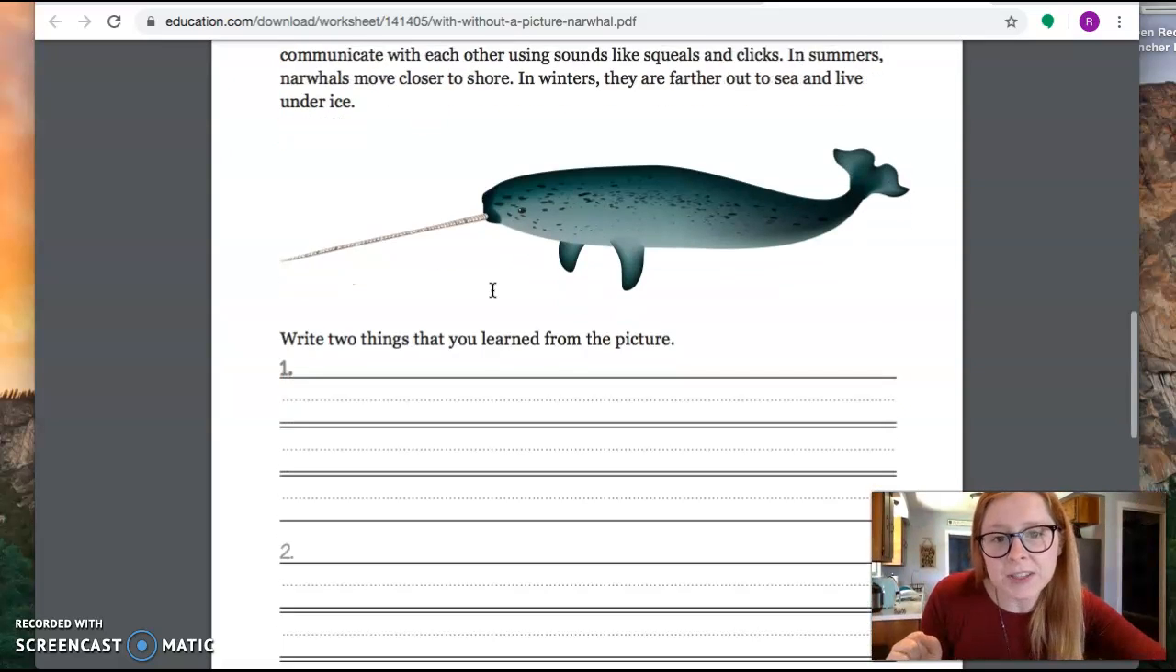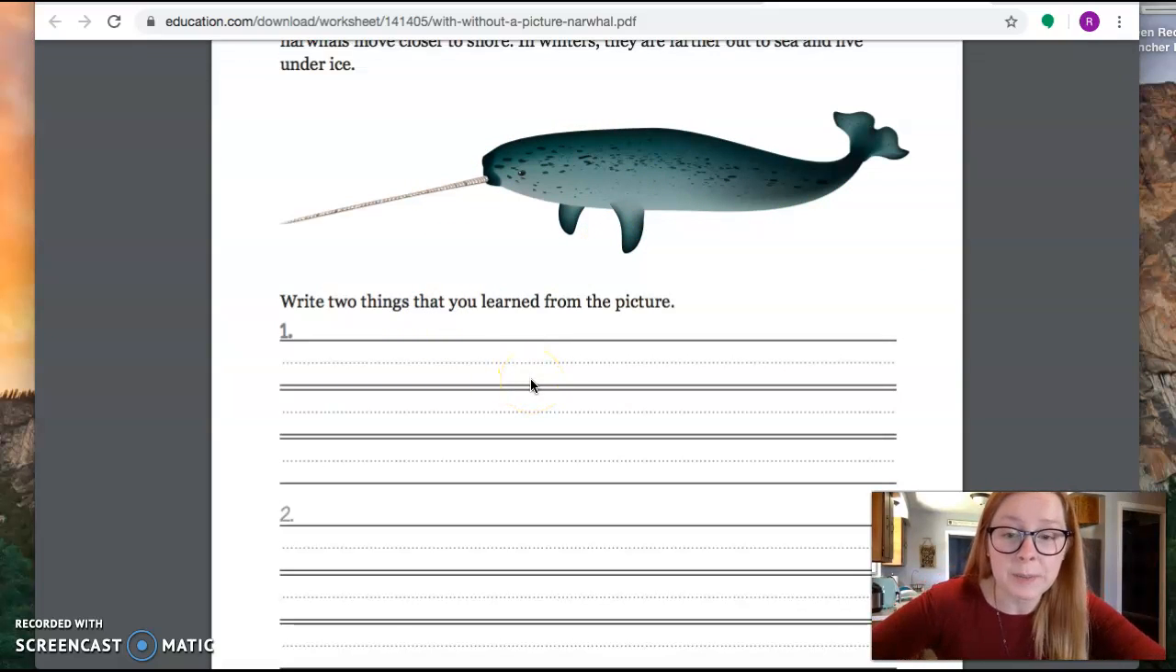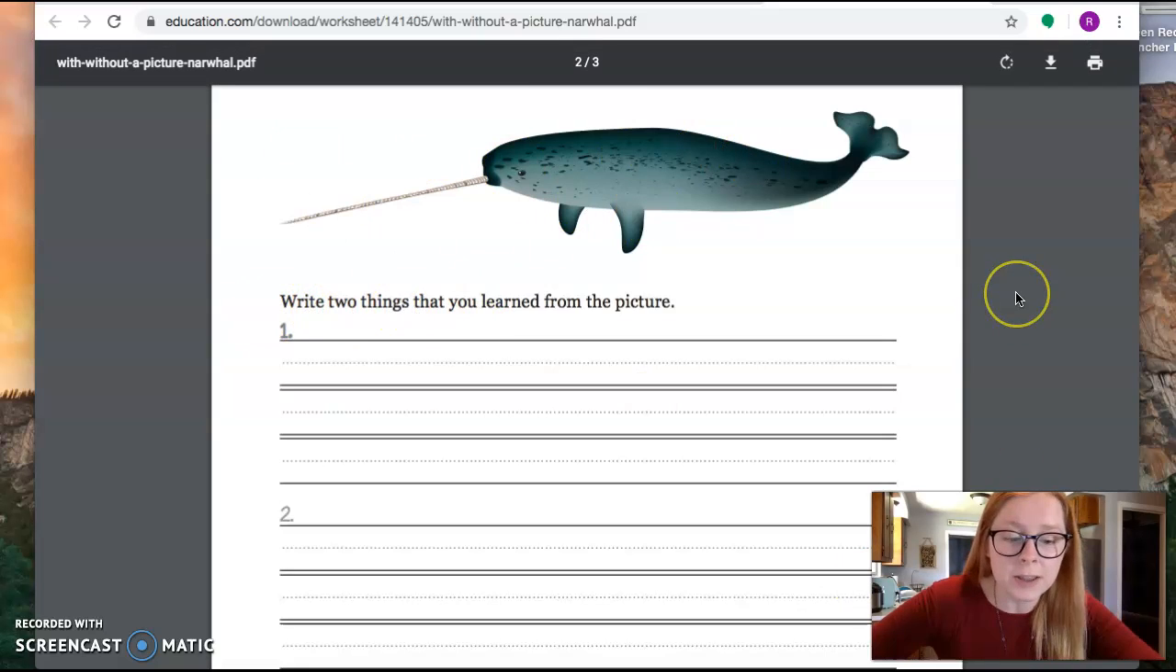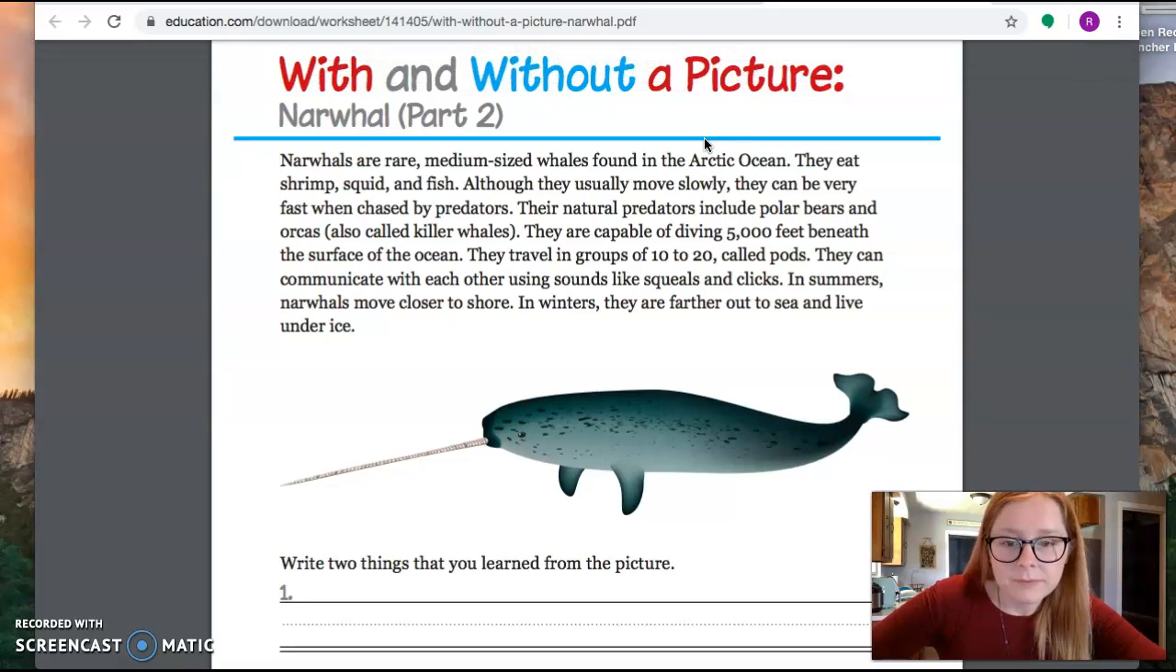So if we look at this narwhal, what's one thing that they did not talk about in the passage? I want you to say it out loud or write it if you have a piece of paper. I want you to write or think out loud 2 things that you learned from this picture that we didn't learn in the passage. And I'll scroll back up to the passage. If we look at that picture, and like I said, you can pause this and then come back when you're ready. I wish I could hear your answers.